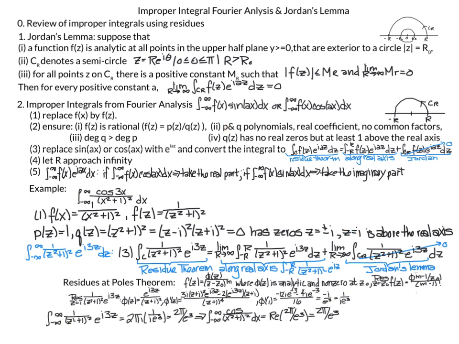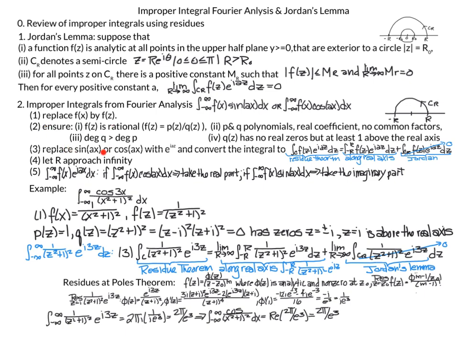So we've confirmed that p and q are polynomials. We see they have real coefficients. The coefficients are 1 and 1, and they have no common factors. And then also q of z has no real zeros. In other words, it only has imaginary zeros, and one above the real axis, that's z equals i. And the degree of q is greater than the degree of p, because the degree of q is 4 here, and the degree of p is equal to 0. So we're good with all these conditions.